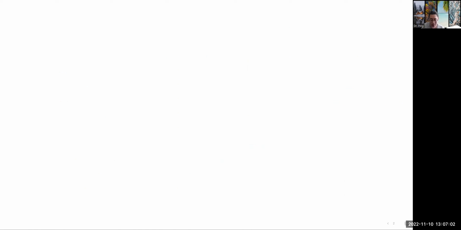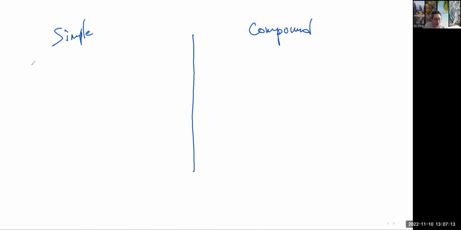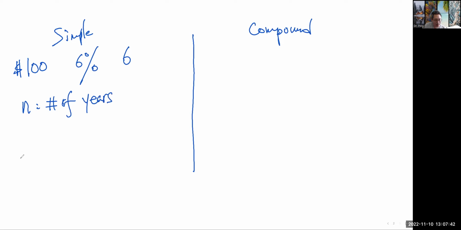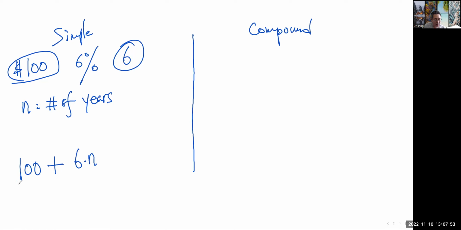Okay, so a little recap. One is the simple interest, and this is the compound. With simple interest, let's say you have $100 and we go back to using 6%. We know the interest, 100 times 6%, is just $6, so it becomes easy. After how many years? Let's say n is the number of years. The ending balance is basically 100, our initial deposit, plus the interest, which is $6 times the number of years, and that's it.